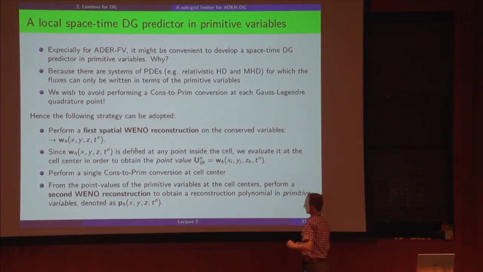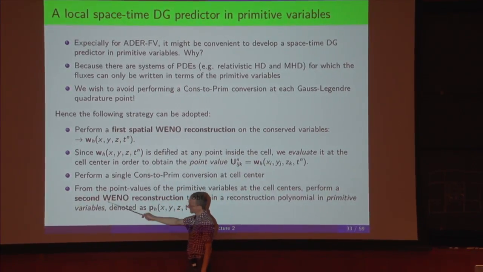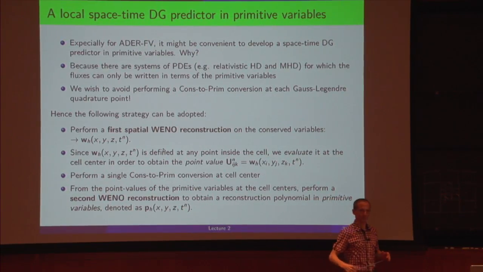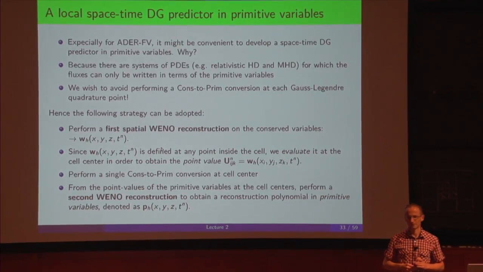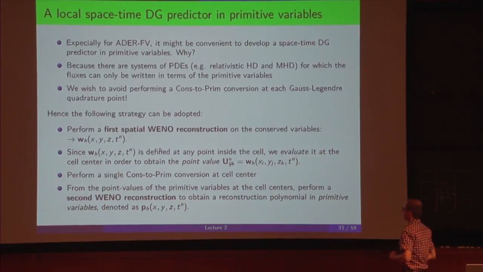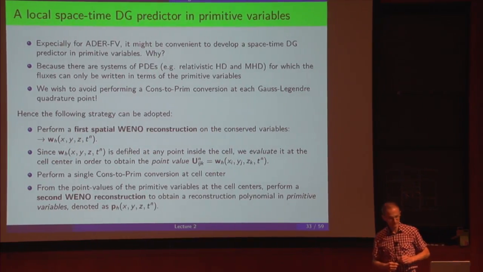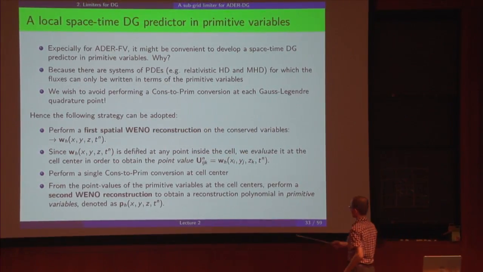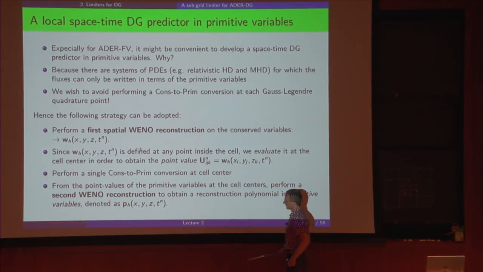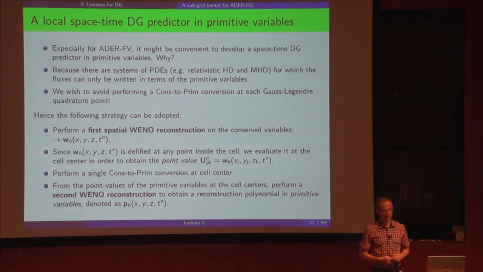The price to pay is that you have to perform Wiener twice. First one for the conserved, second one for the primitive, but it's worthwhile doing. In the relativistic case, it certainly is, because you avoid cons to prim all the time, and you also preserve the high order of accuracy, because here you are computing a high order polynomial, which is accurate everywhere in space.